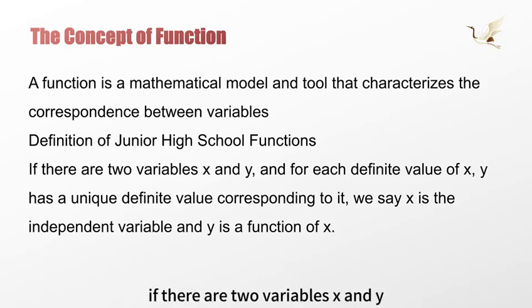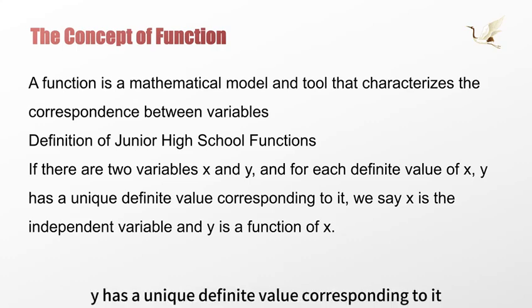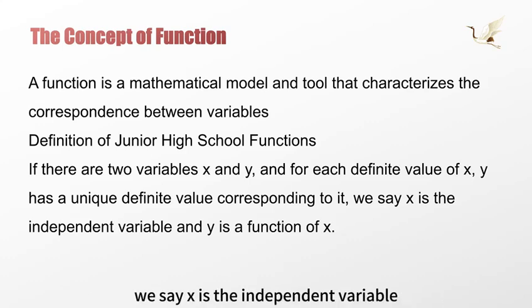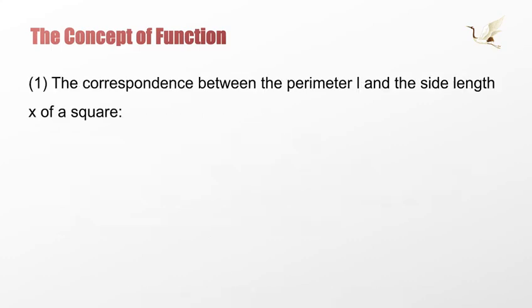If there are two variables x and y, and for each definite value of x, y has a unique definite value corresponding to it, we say x is the independent variable and y is a function of x. With this definition, let's take a look at two small questions.